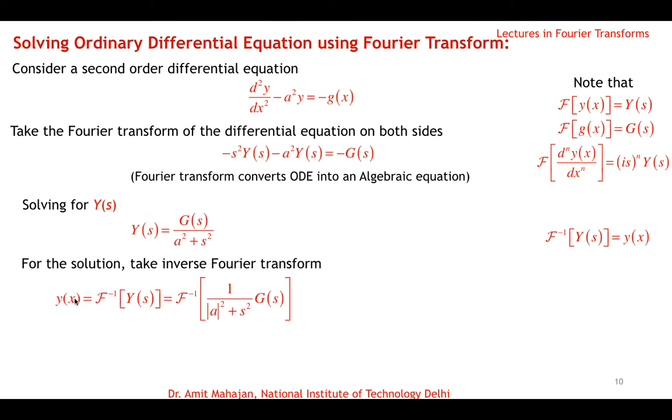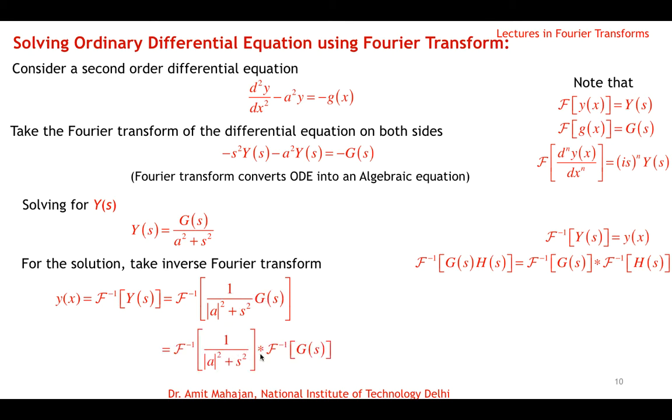So y(x) will be the Fourier inverse of Y(s), that means the Fourier inverse of this right hand side, and the right hand side is a product of two functions. We know the Fourier inverse of a product of two functions by the convolution theorem. The convolution theorem says that the Fourier inverse of a product of two functions g and h is the convolution of the Fourier inverses of the individual functions. So this can be written as the Fourier inverse of one function convolved with the Fourier inverse of the second function.